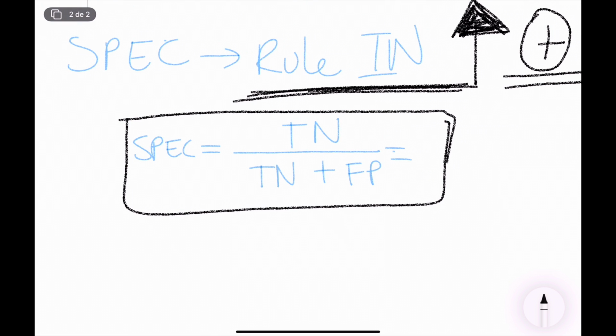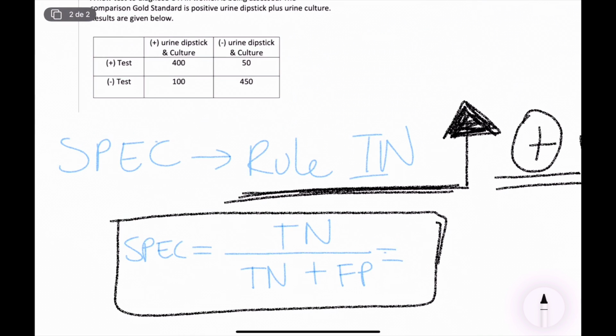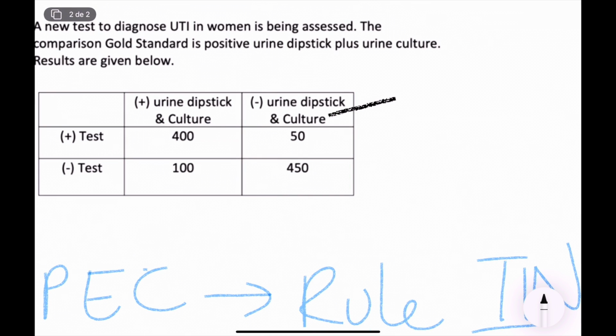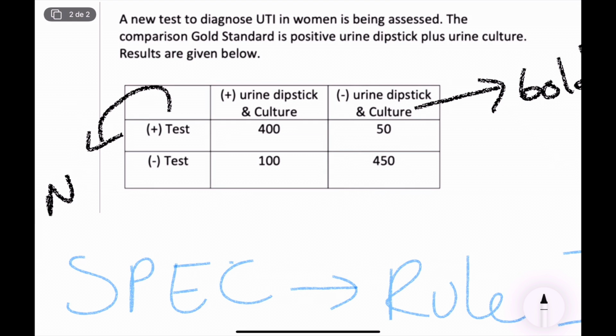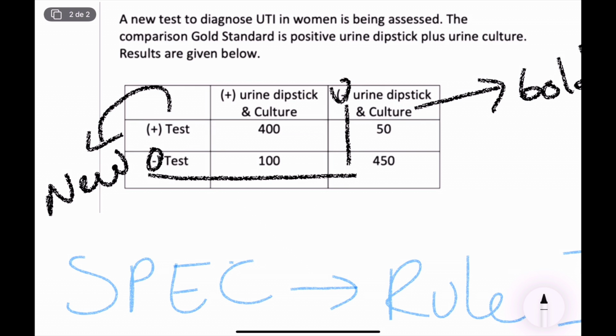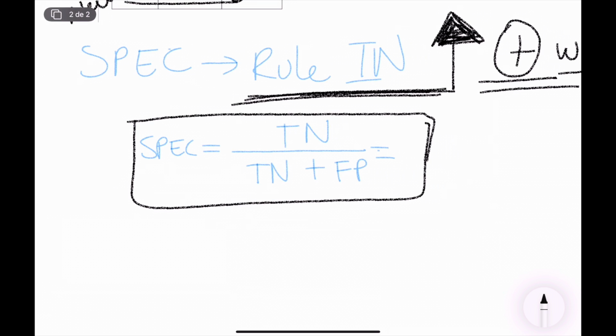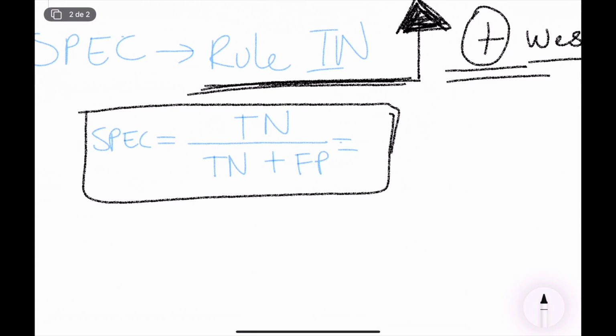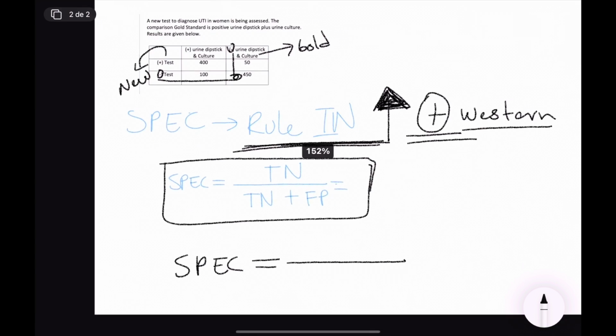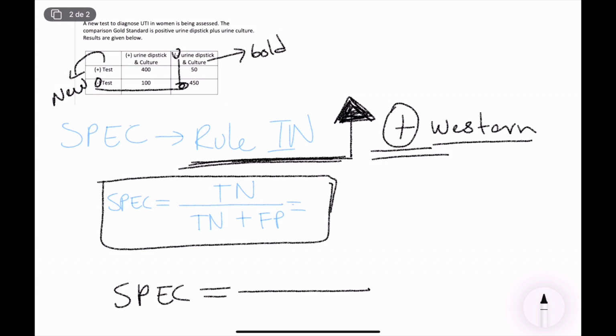It says true negatives divided by true negatives plus false positive. So true negatives are the negatives that are in the gold standard and the new test. So they really are negatives. Negative, negative. We match the table. So 450 people are really negative. So the specificity is equal to true negatives, 450, divided by 450 plus the false positive.